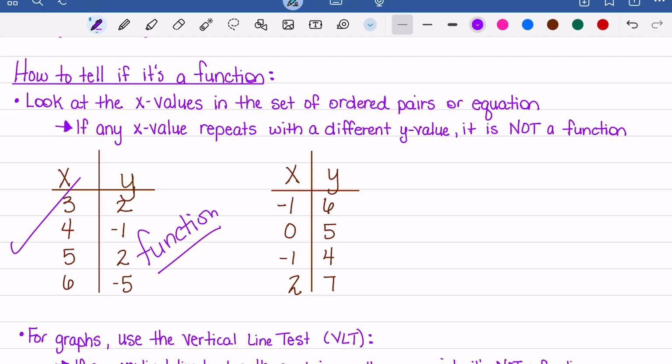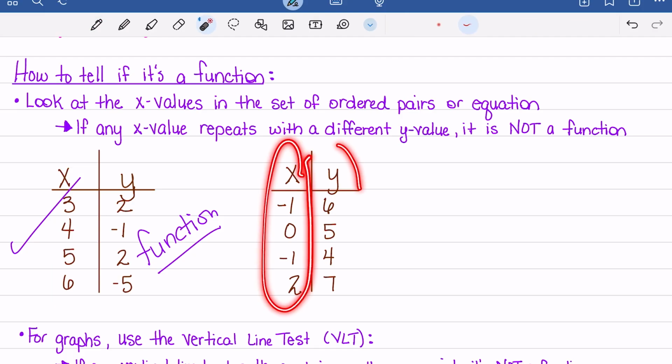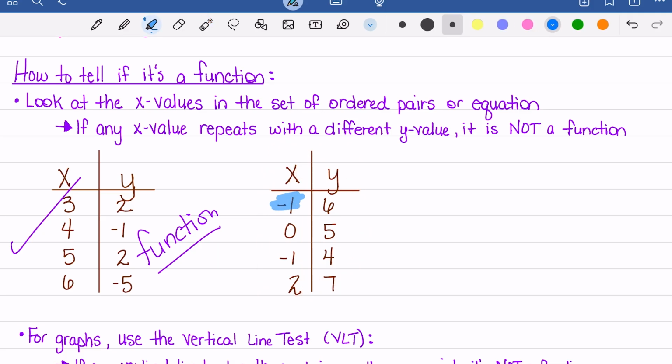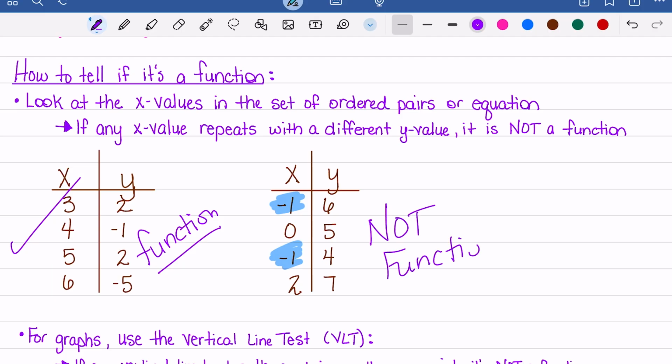Everything's okay there. If I look at the second one, again, domain, range. If I look at my domain and I look at my x's, I can see that two of those repeat. Since they repeat, that's not okay. That's not a function. And so that's the difference in having a table and a list of values, a list of ordered pairs, and seeing the difference between whether it's a function or not a function.